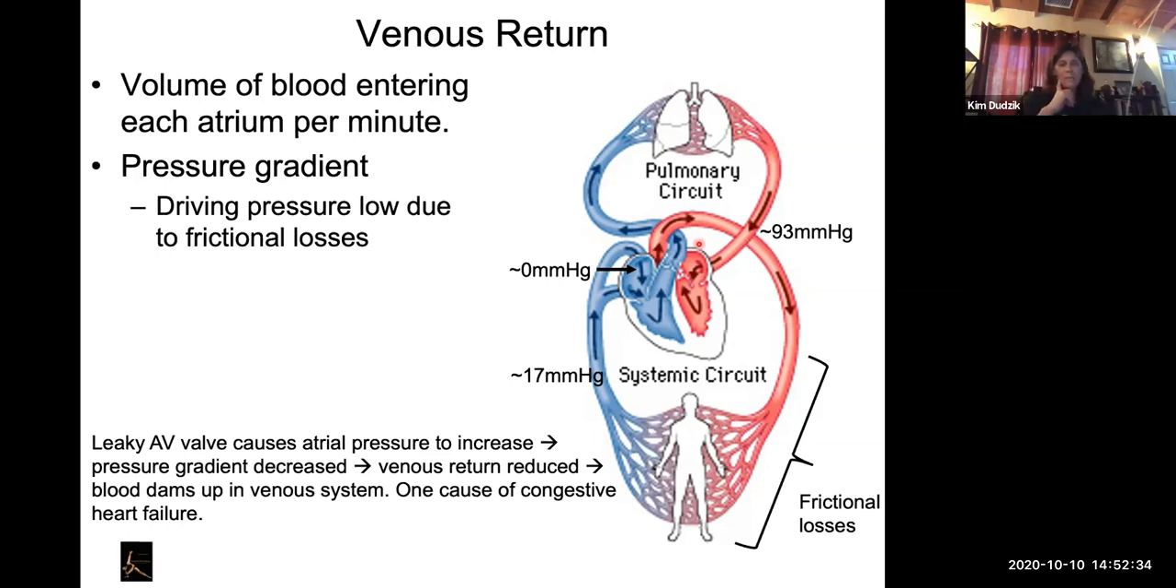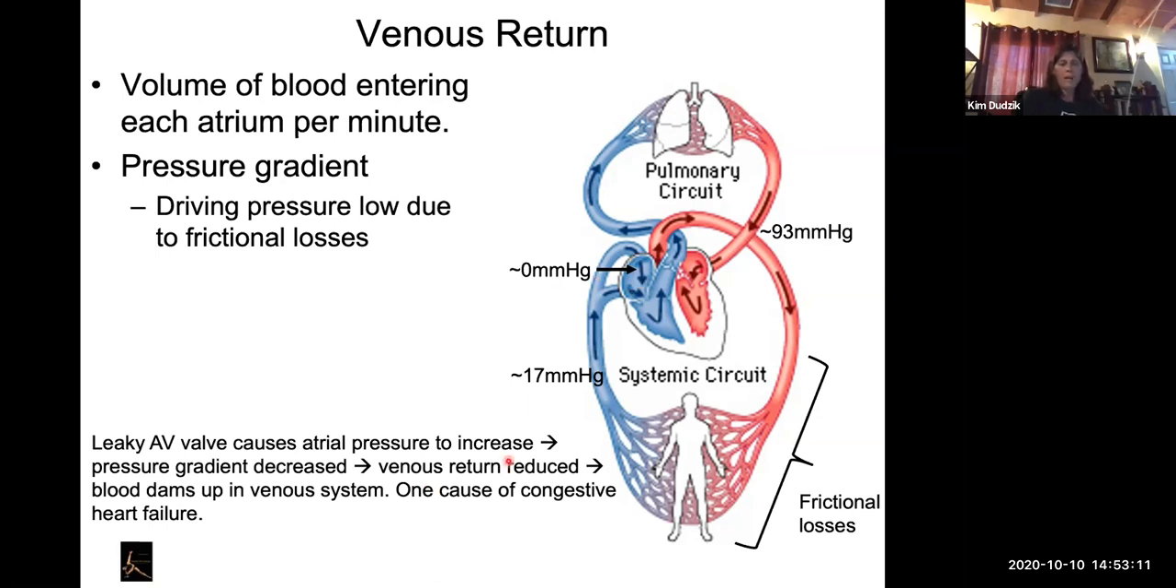Okay, it doesn't ever reverse. But you can inhibit the blood flow at the heart. So if you had a leaky atrioventricular valve, that means when the ventricle below contracts, instead of all the blood being conducted out the arteries, it would leak back into the atrium, so that would cause a higher pressure, more than 0, right?